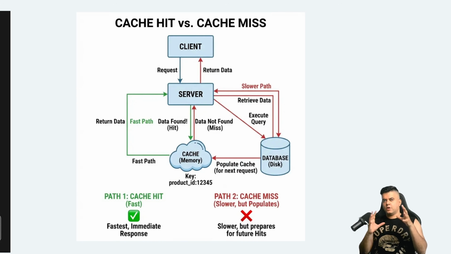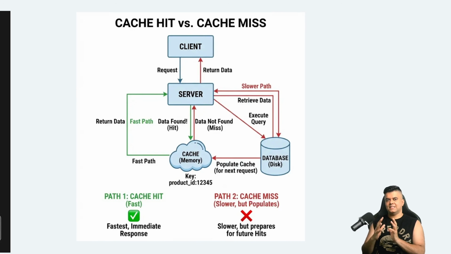All right, so now when a request comes in, the server needs to decide, is the data present in the cache or not? And this creates two possible paths, as you can see in the diagram. Path one is a cache hit. The server checks the cache using a key like product ID 12345. And if the data exists in the cache, that's called a cache hit. The server retrieves the data from memory and returns it to the client immediately. And this is the fast path.